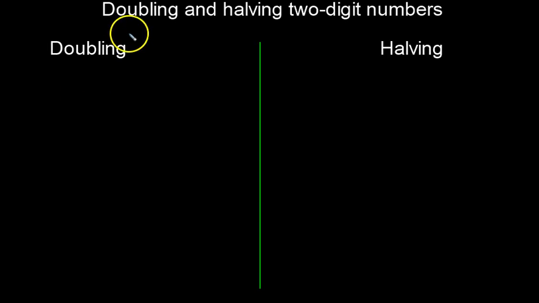Okay, in this video I'm going to talk about doubling and halving two-digit numbers. On this side of the screen I'm going to be doubling numbers, and on this side I'm going to be halving. And we use partition for both. Let's suppose we start with the number 32.